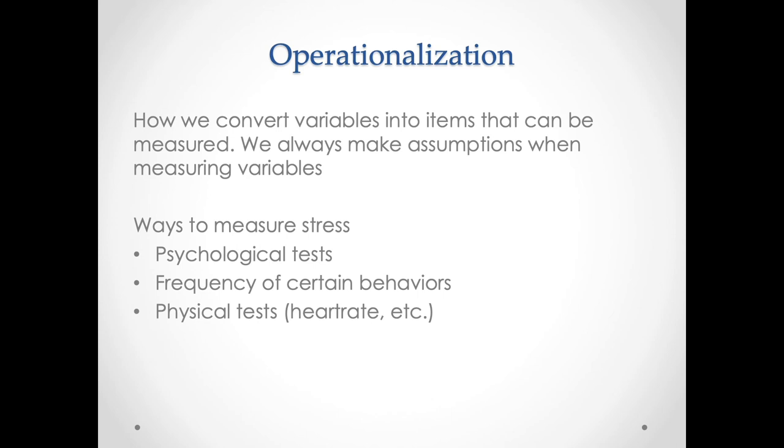What do I want you to then know? That there are almost always measurement assumptions relative to your variables. Variables are very difficult to measure directly, and we have to make assumptions. That doesn't make research bad. It just is a necessity when doing sociological research or social science research more generally.